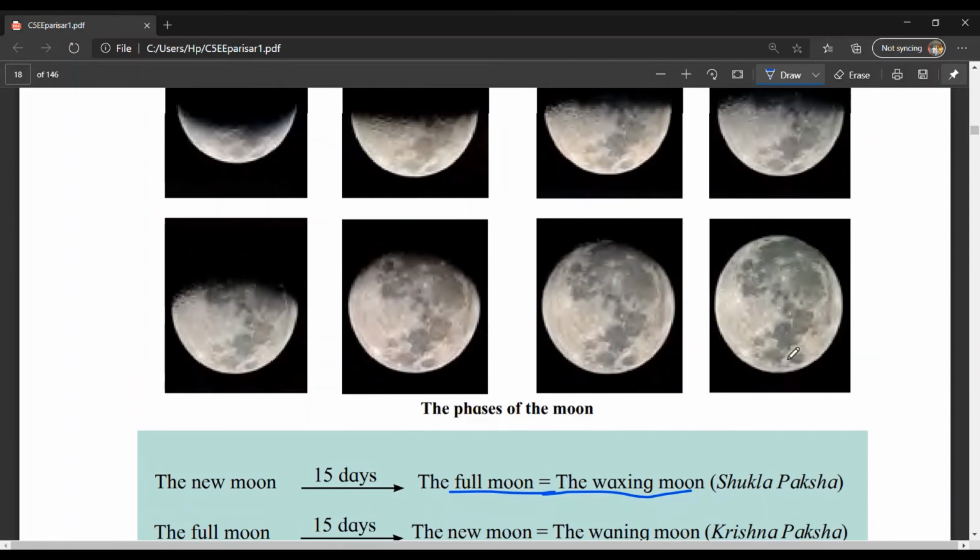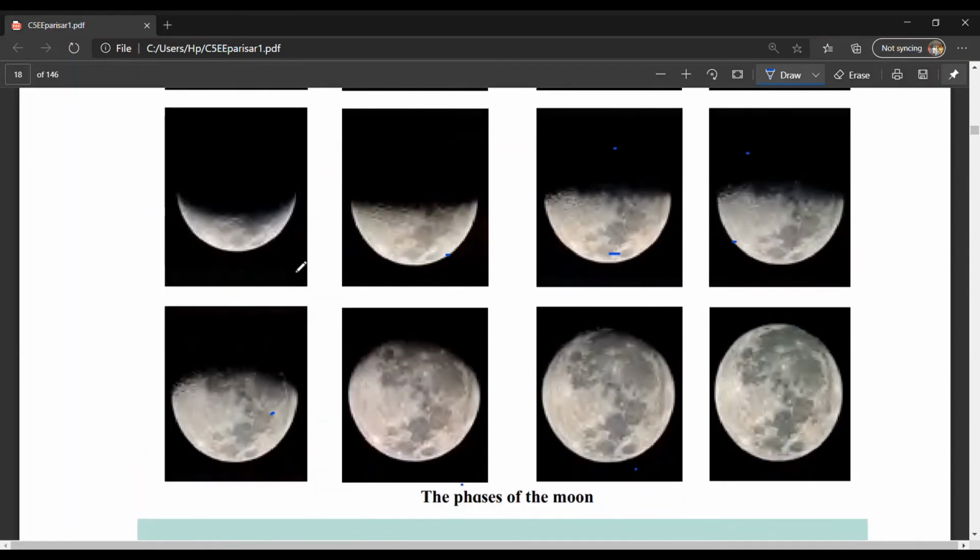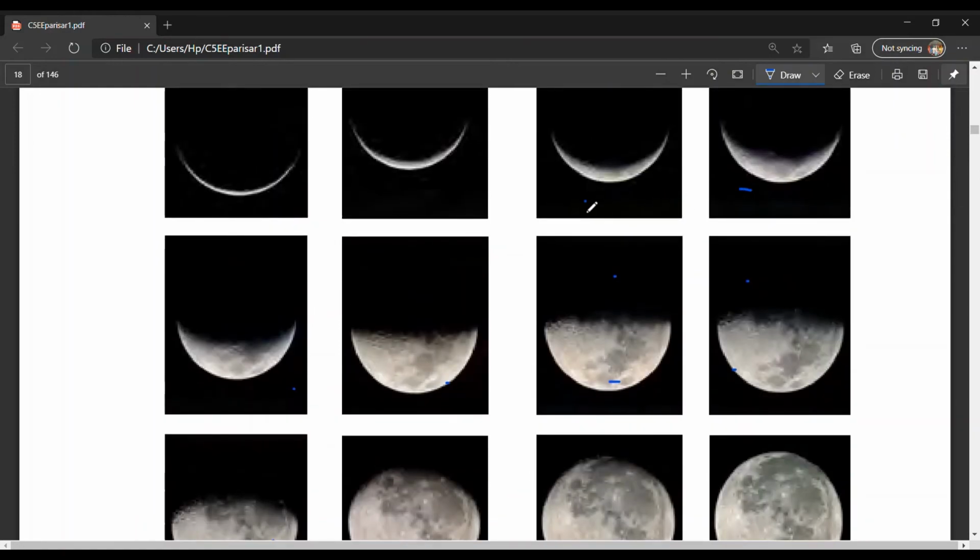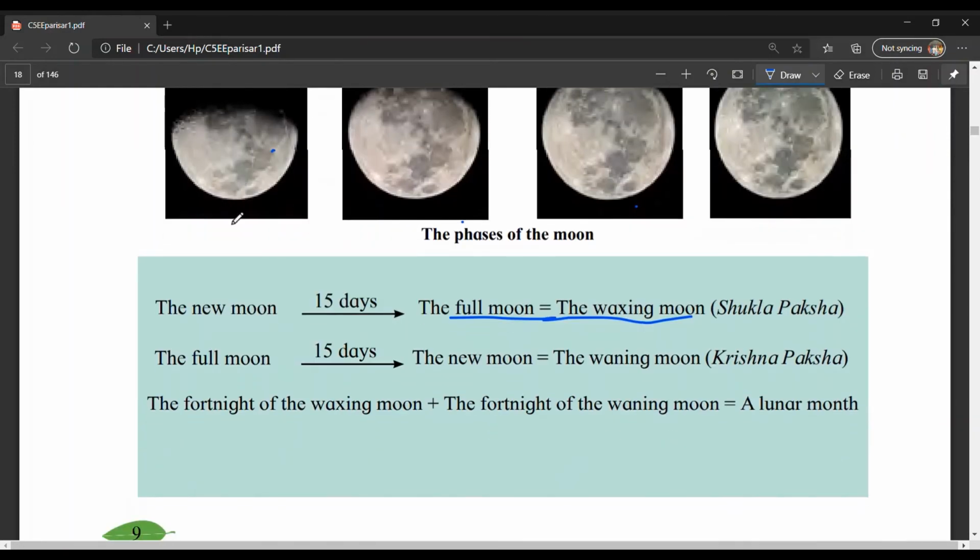And again, after attaining full moon, the moon decreases in size. First it is increasing, and then it goes on decreasing, decreasing, and finally it becomes no moon. This is the no moon night, and that period is known as the waning period, that is the Krishna Paksha. It is also for 15 days. The fortnight of the waxing moon plus the fortnight of the waning moon is called a lunar month. That is 15 plus 15, that is 30 days. So that month is called the lunar month.